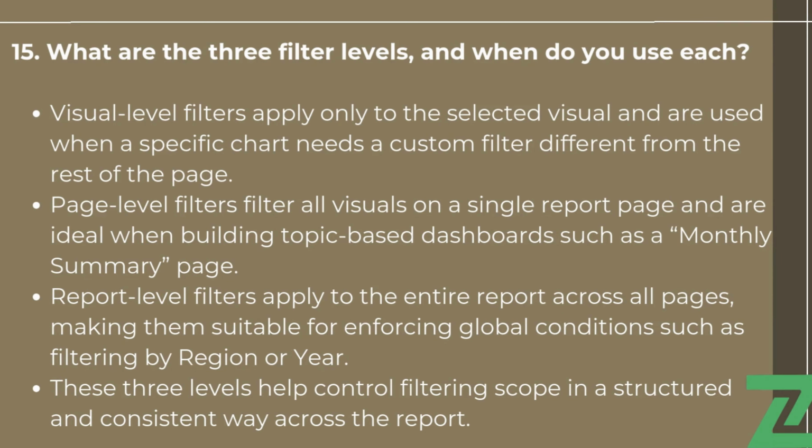Page level filters filter all visuals on a single report page and are ideal when building topic-based dashboards such as a monthly summary page. Report level filters apply to the entire report across all pages, making them suitable for enforcing global conditions such as filtering by region or year. These 3 levels help control filtering scope in a structured and consistent way across the report.